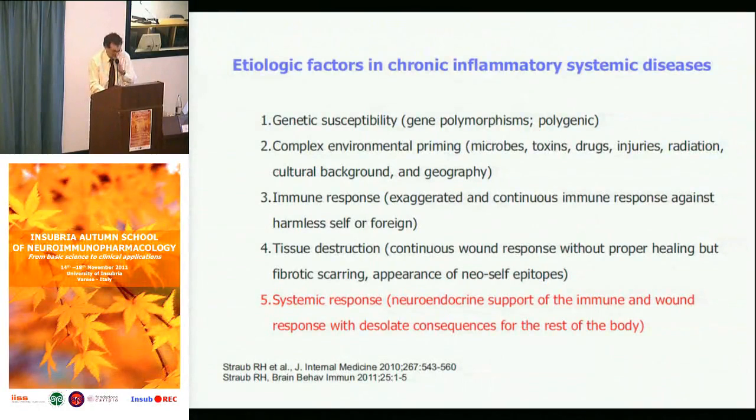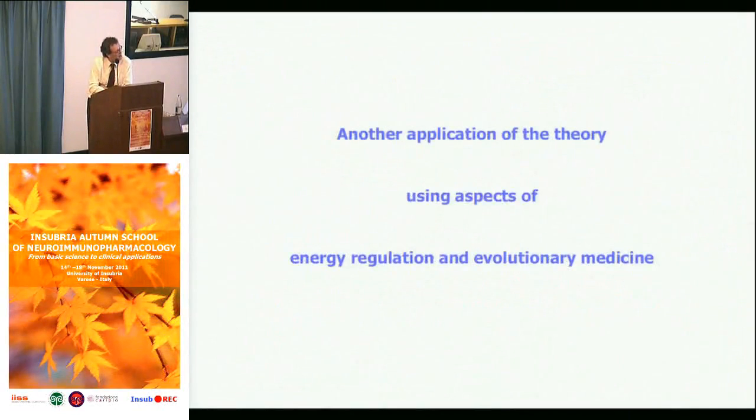So now, this is a certain theoretical aspect, but there's another application of the theory using the aspects of energy regulation and evolutionary medicine. And that is the time point of the chronification. When does a disease become chronic? We always ask this, when is it? And from these energy things, you can deduce an interesting time point. And I show you this time point in the next few slides, and then I finish.